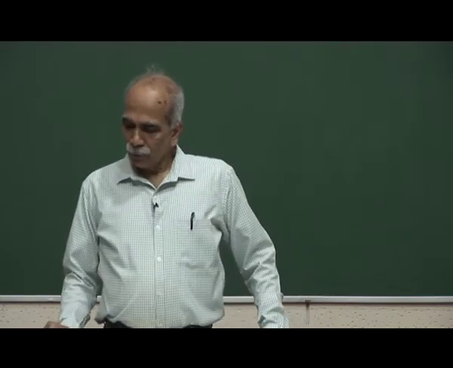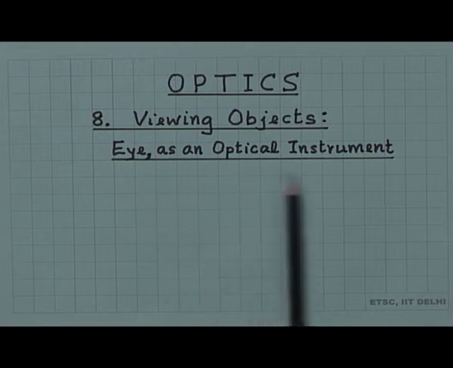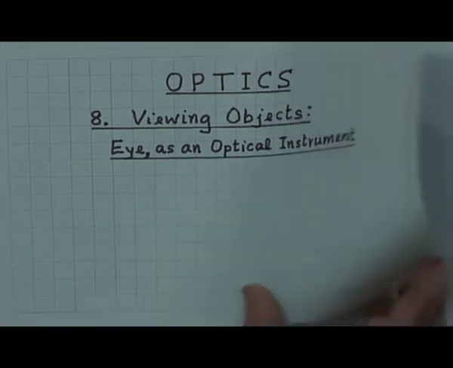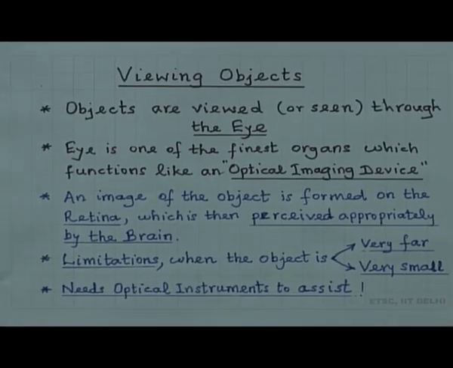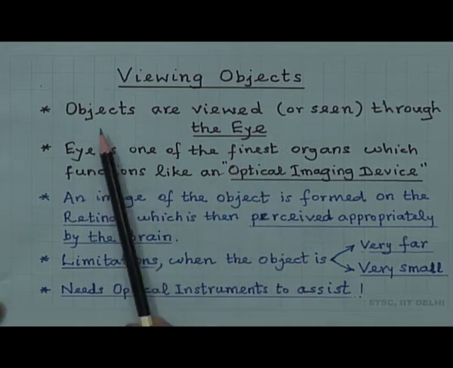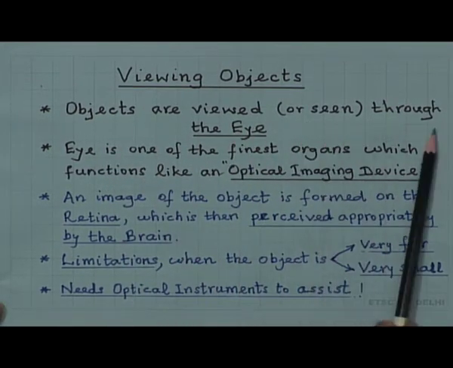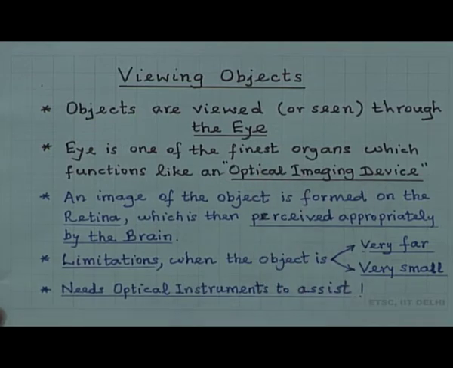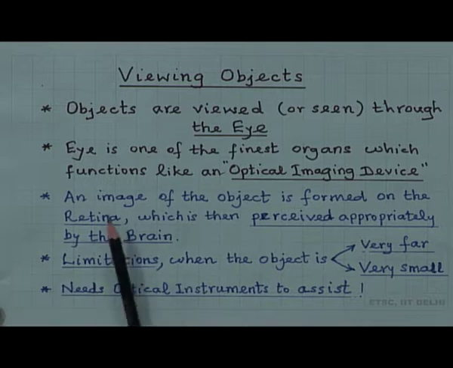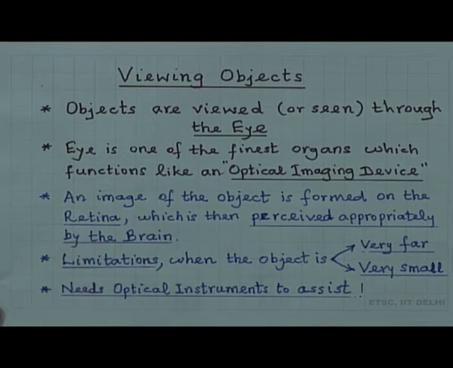Viewing objects, the eye as an optical instrument. Now, some facts I have jotted down here, so that I do not miss them. Objects are viewed or seen through the eye. Eye here refers to the human eye. The eye is one of the finest organs, which functions like an optical imaging device. An image of the object is formed on the retina, which is then perceived appropriately by the brain. I will show you a schematic of the human eye.